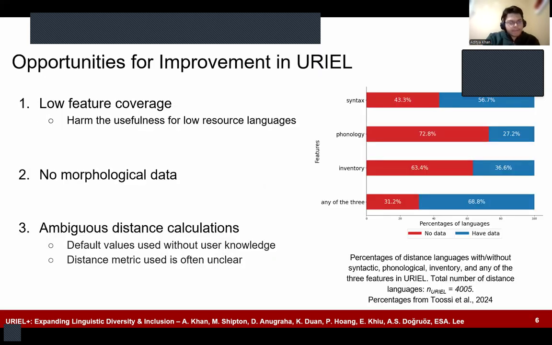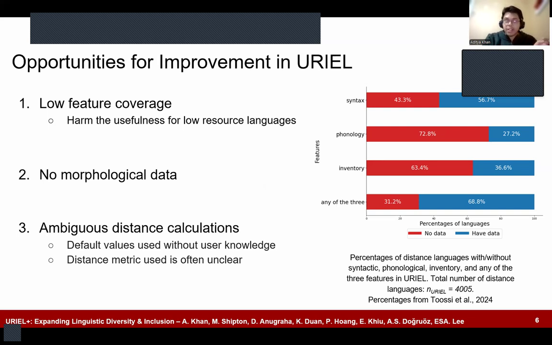There are other places where URIEL has flaws. For instance, there's low feature coverage. By feature coverage, we say that a language is covered featurally if there exists at least some typological data for that language within the knowledge base. If you take a look at the graph on your right, and at the red bars in particular, almost 73% of languages don't have any phonological data at all. Two-thirds of languages have no inventory or phonemic data at all, and a third of the languages have absolutely no typological data in the URIEL knowledge base.